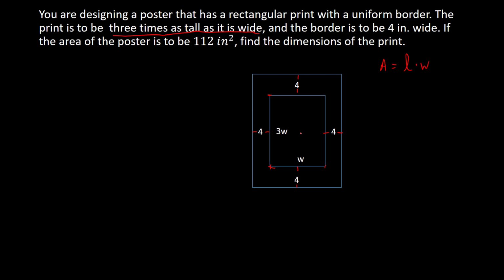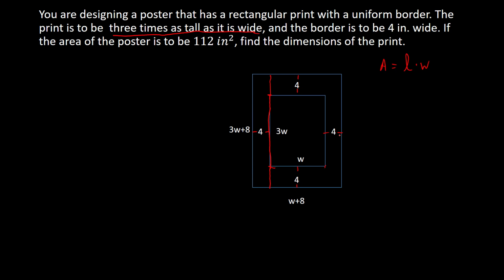We know the length and the width of the print on the inside, but the question is, how do we find the length and the width of the entire rectangle? Well, if we add this 3w from here to here, and then this is 4, and this is 4, if we add those together, we have 3w plus 8. That's going to be for this height.